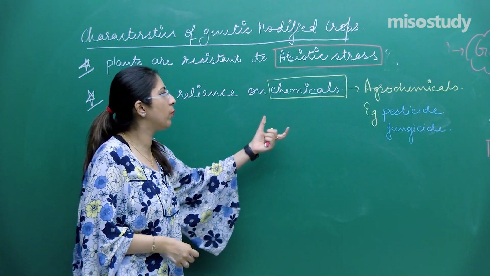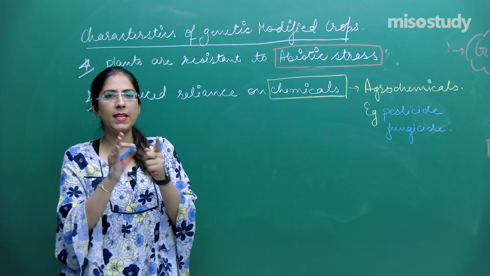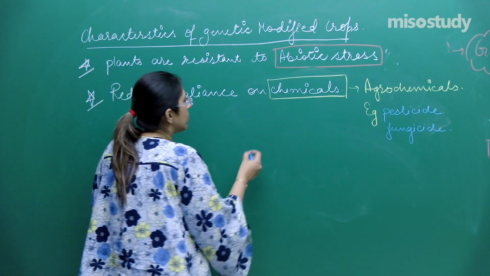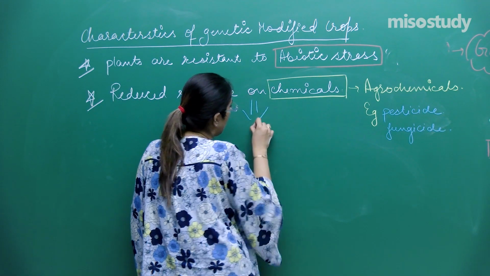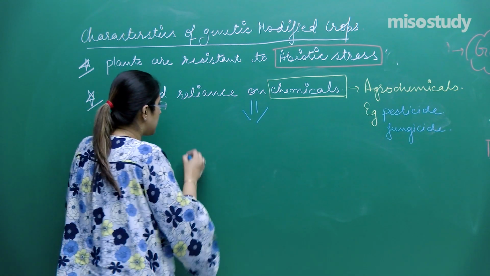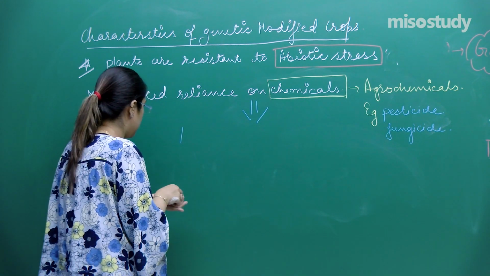So at the end, what we need is a pest resistant plant. Right? So it gives what? It gives a pest resistant plant.